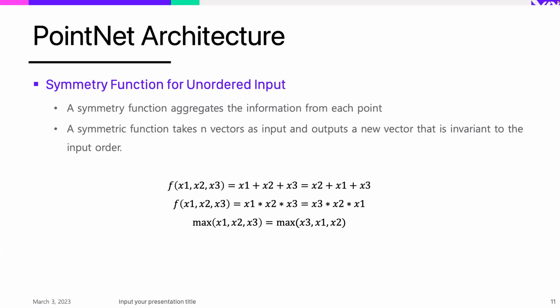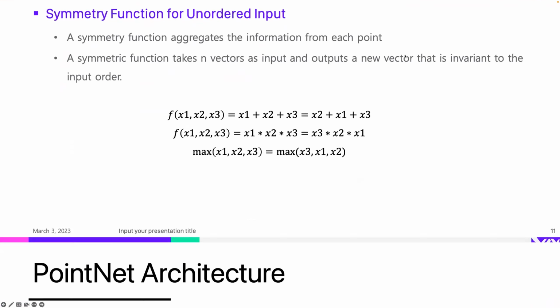Symmetric function aggregates the information from its points. Here, a symmetric function takes n vectors as input and outputs a new vector that is invariant to the input order. You might be curious what a symmetric function is. In mathematics, a symmetric function outputs the same value, no matter the order of its arguments. Summation, multiplication, and the max function are examples of symmetric functions.